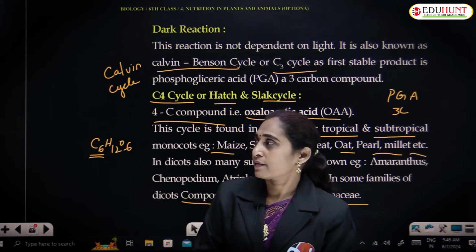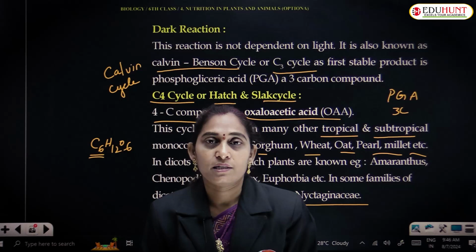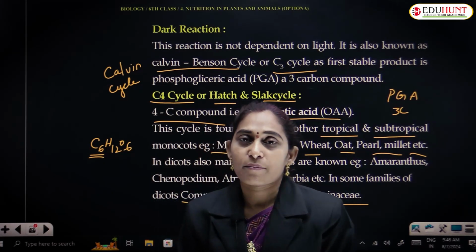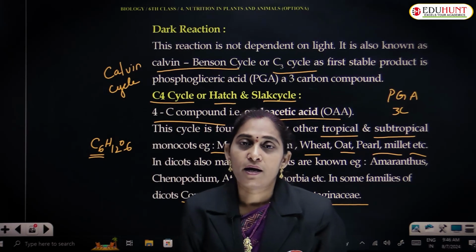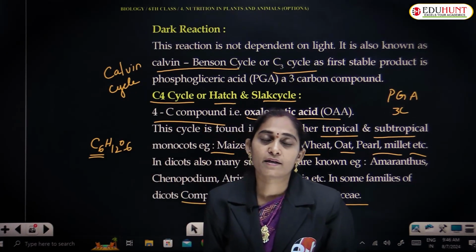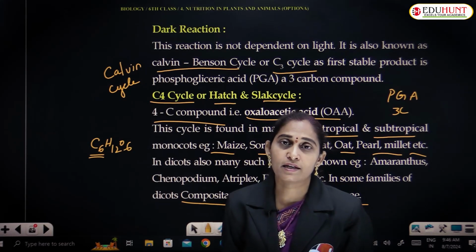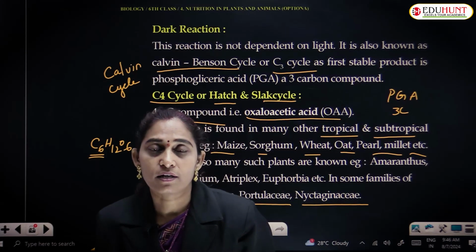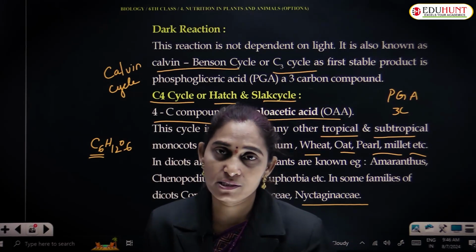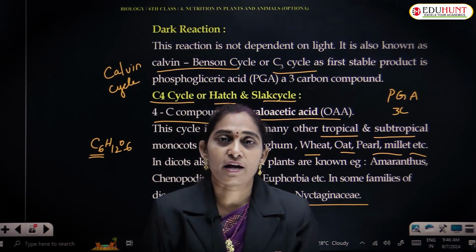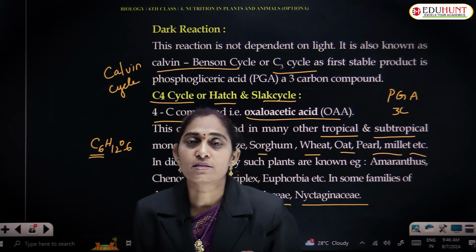And even in photosynthesis, we have discussed the dark reaction, called carbon fixation or CO2 reduction. It takes place in the stroma, and it was first described by Calvin and Benson. That is why the cycle is called the Calvin cycle, and the first stable product formed in the Calvin cycle is a C3 product, phosphoglyceric acid, PGA. That is why it is also described as the C3 cycle, and the plants which show the C3 cycle are known as C3 plants.